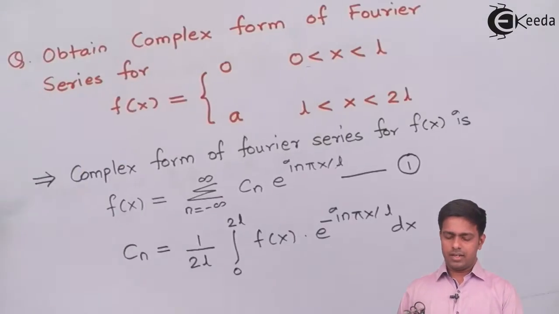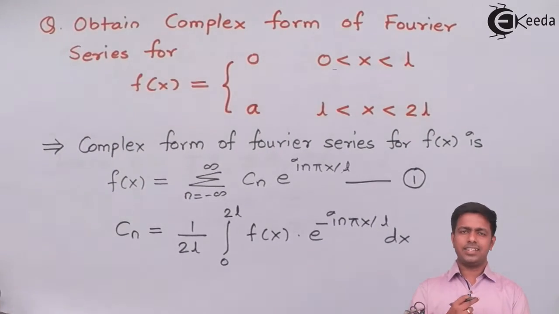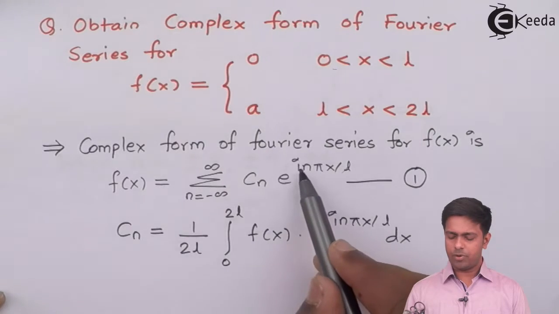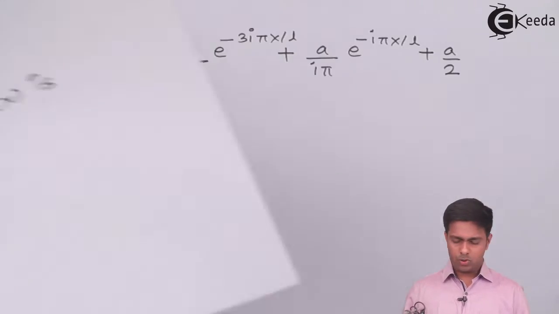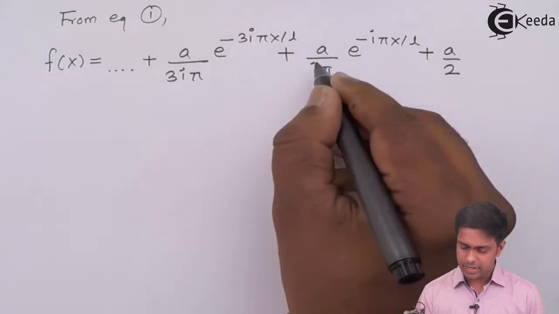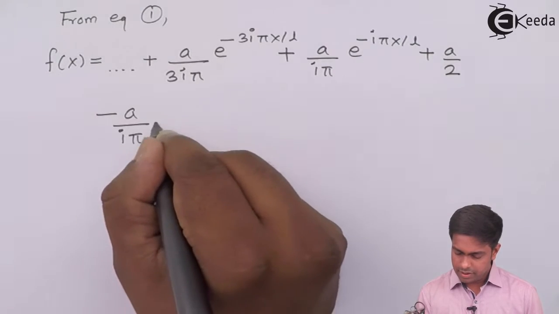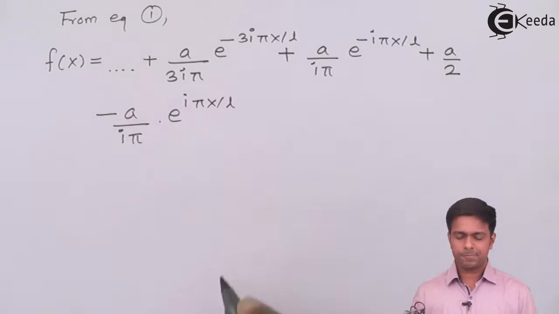Now next, let's take the value of n as 1. So I'm coming in series, guys. So n is 1, so here I'll get c1, and here I'll get e to the power i pi x upon L. Now what is the value of c1? I'll write down that value, it is the same but with a negative sign. So minus a upon i pi into e to the power i pi x upon L.